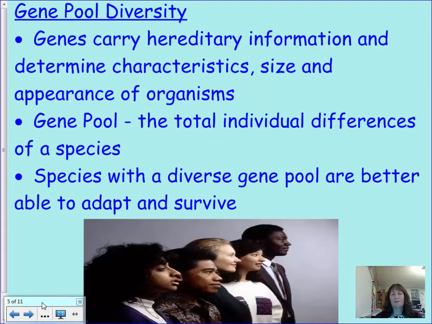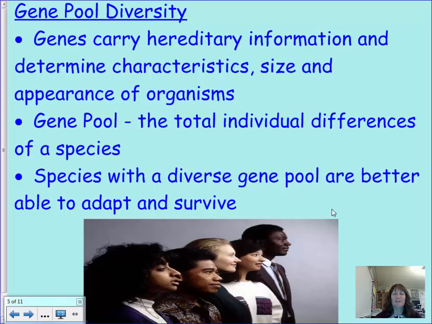Gene pool diversity is also important. Genes carry the hereditary information and determine your characteristics, size, and appearance of organisms. The gene pool is the total individual differences of a species. So if you look at human beings, like the picture down here, there's a lot of differences in that gene pool. There's lots of different hair types, skin colors, eye colors, heights, shapes, sizes, all that kind of stuff. So lots of diversity in the gene pool of humans.